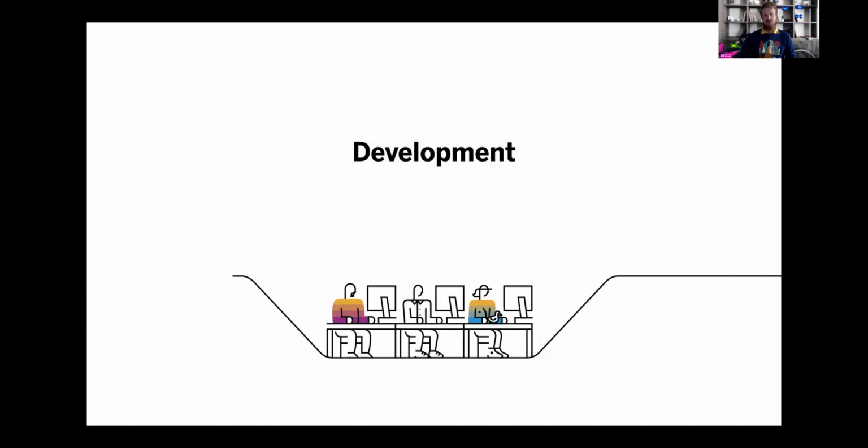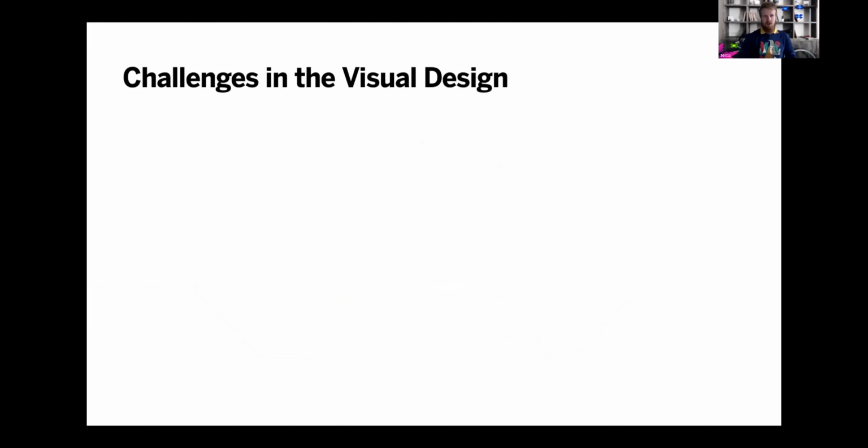Then, of course, is the development phase, where the specified control design is being turned into code using different technologies. As Assen mentioned, we have UI5. This could be Angular or fundamental styles, or even UI5 web components.